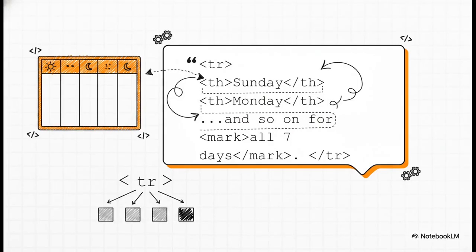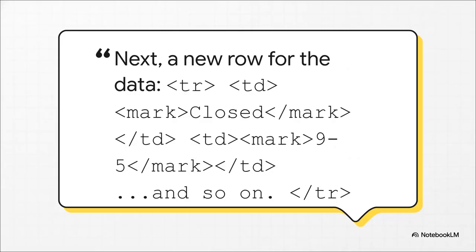Our very first row is going to be our column titles. So we open up a TR tag for our row, and then right inside it, we create 7 TH elements, one for each day of the week. This makes it crystal clear to anyone and any machine that this row right here contains the headers for our table.